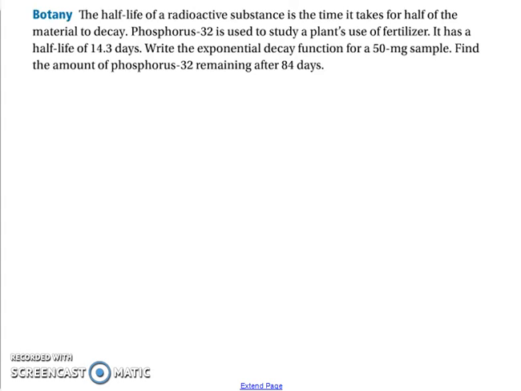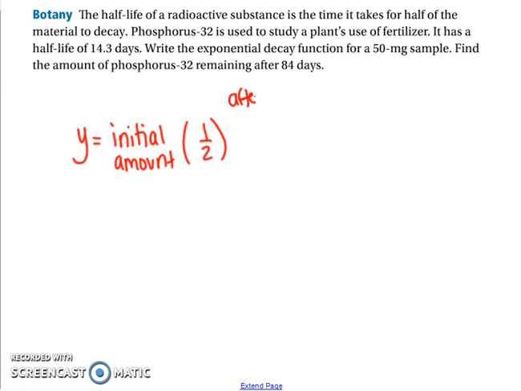When we do problems involving half-life, we're going to use this basic formula. So we're going to say y equals the initial amount times 1/2 to the power of the, and I'm going to call it the after number, over the half-life. So that after number over the half-life is in the exponent. And if we read the problem, this will make more sense.